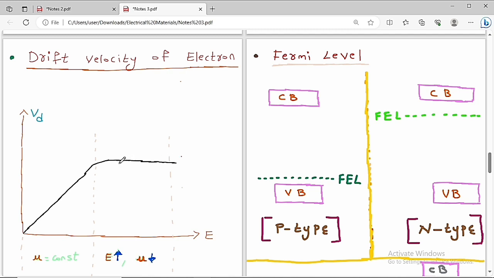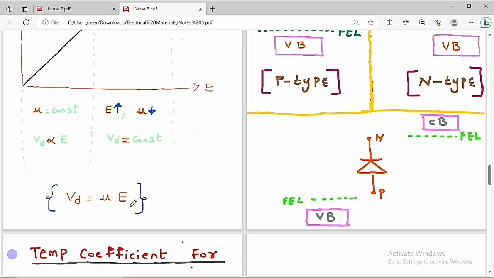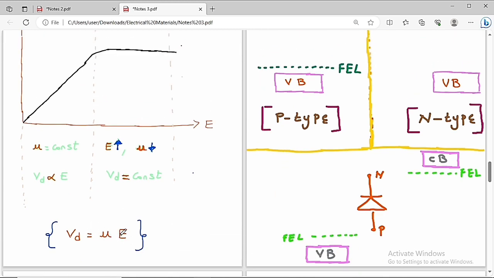So why does it behave like this? Let me tell you. As you can see clearly from this picture, after a certain range of electric field, as the electric field increases, the drift velocity increases. But after that, even though you increase the electric field, the drift velocity is almost constant. It has got saturated. So we have two regions: the linear region and the saturation region. As you can see clearly, this is the linear region and this is the saturation region. So you know the basic formula: Vd is equal to mu into E.